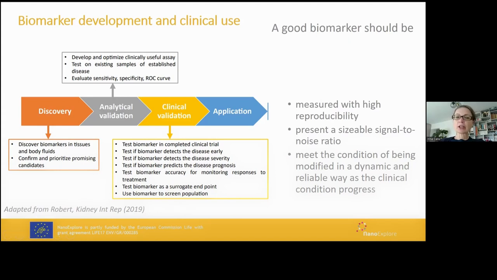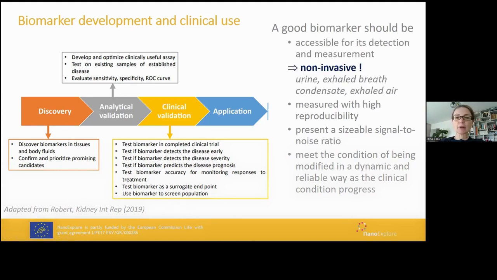However, to make a large screening in a general population, we need biomarkers which are easily accessible for their detection and measurement, and ideally accessible using non-invasive sampling procedures. So we should develop biomarkers that we could measure in urine, in exhaled air, or in exhaled breath condensate, as examples of these non-invasive biological matrices.